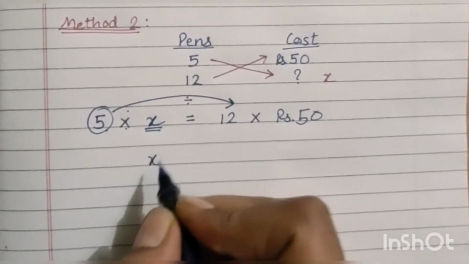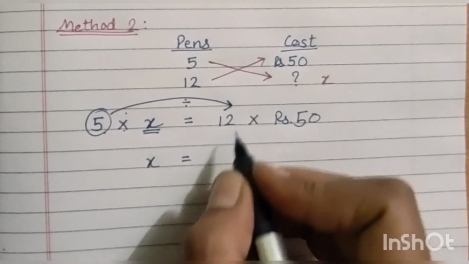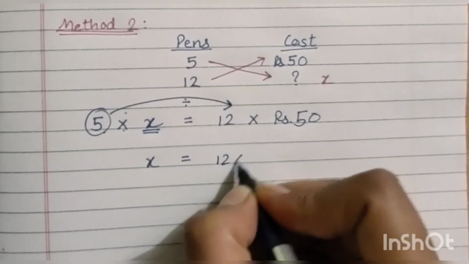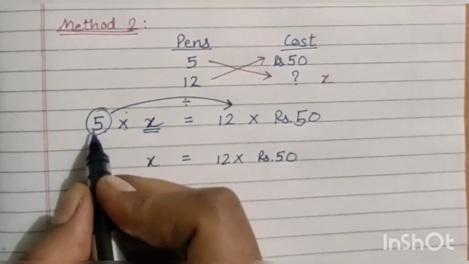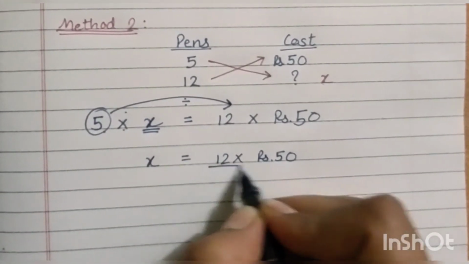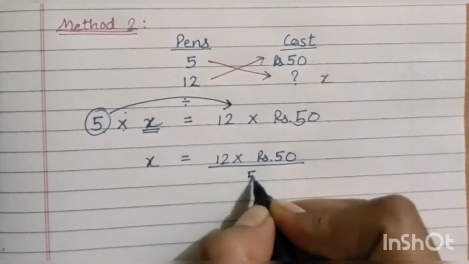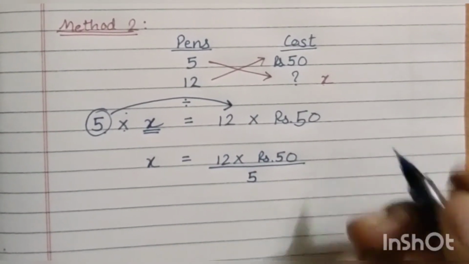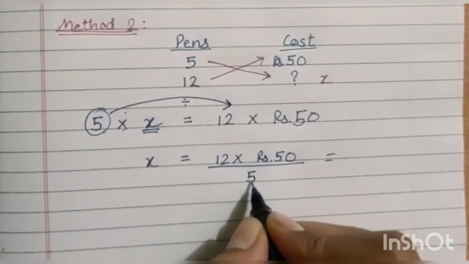सो सी व्हाट विल वी डू, वी विल राइट x as it is, then put equal to, then write this statement as it is, 12 multiplied by 50, and now this 5 will come here in denominator. Why? Because it's dividing here. So we will write 5 here. Okay, now divide this numerator by denominator.